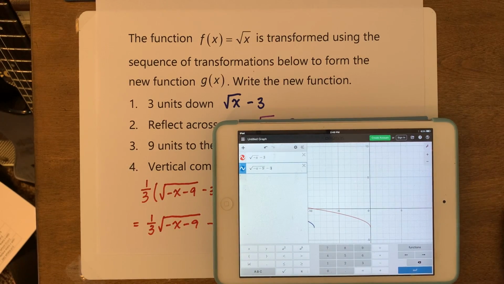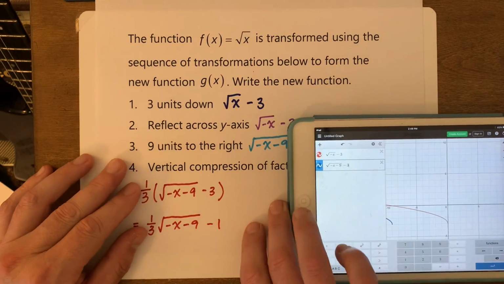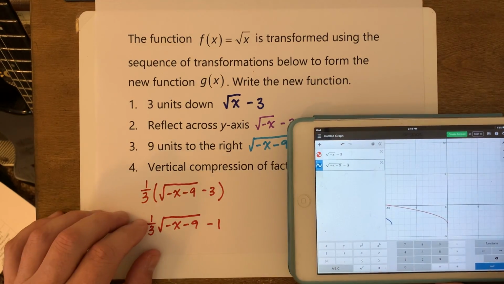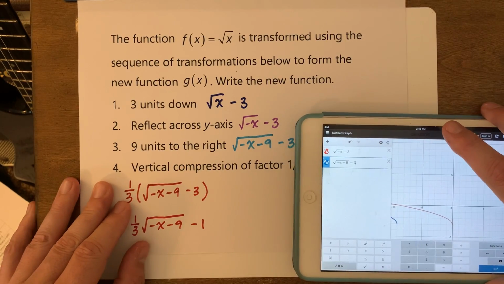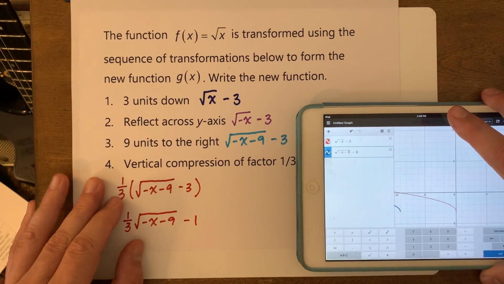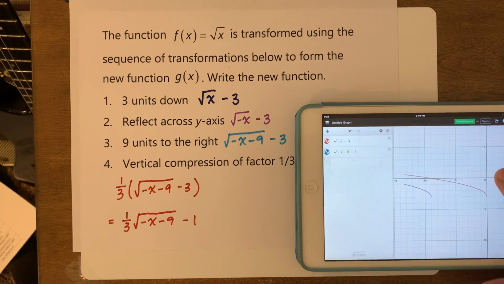Okay, so did it move it 9 units to the right? What happened was, now 9 units to the right, we have negative x minus 9 and then minus 3. So there's my work and there's Desmos. Did it move it 9 units to the right? Okay, so it moved it 9 units to the left, didn't it? That's going to be a problem.